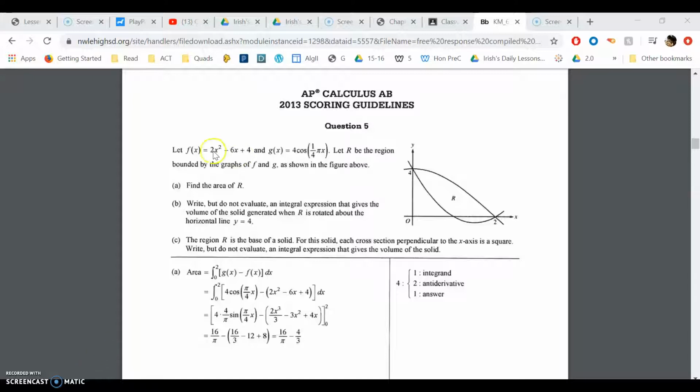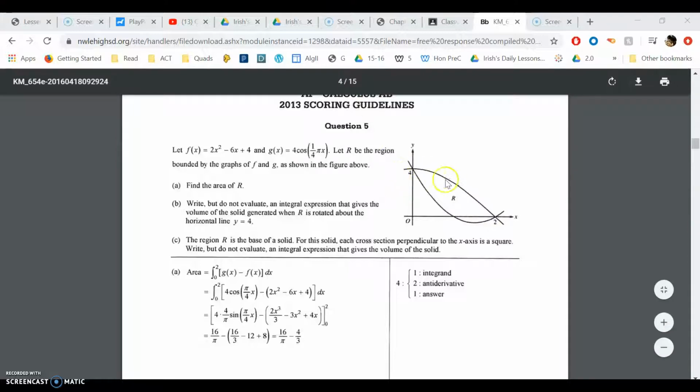So we have f of x equals 2x squared minus 6x plus 4. I know that's a parabola, so that's probably this bottom part here. And g of x equals 4 cosine of 1/4 pi x. Cosine starts up here, and then it goes down, and then it just keeps going like that. So the top part would be the cosine, the g of x equation. Let R be the region bounded by the graph. So R is in there. Okay, so A, find the area of R.